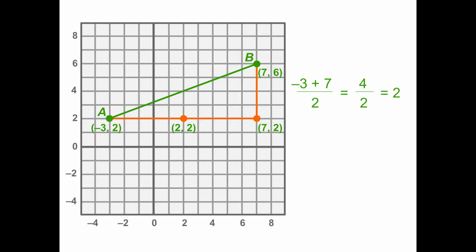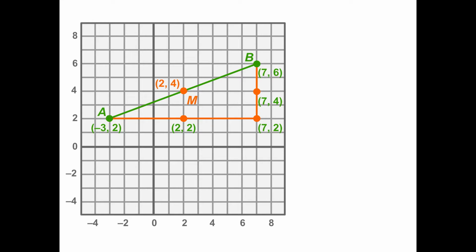Now repeat the process for the vertical segment. Since only y-coordinates vary, find the midpoint of those values. Average 6 and 2 to find the midpoint of 4. The midpoint of the vertical segment is at (7, 4). Now translate those midpoints horizontally and vertically back to segment AB to find the midpoint of the line segment. The midpoint of segment AB is at the point (2, 4).